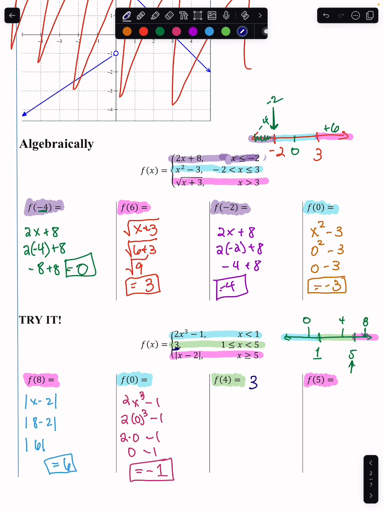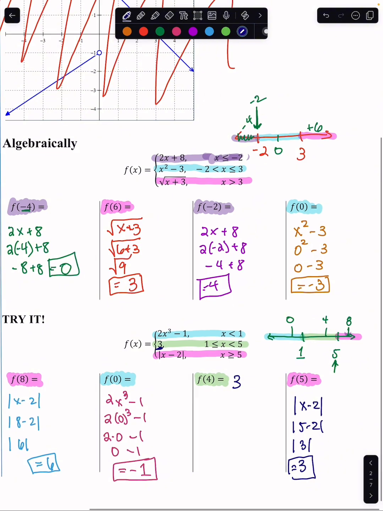Absolute value of x minus 2. So absolute value of 5 minus 2, which is the absolute value of 3, which is just still positive 3. Now, if it would end up being negative 3 on the inside, it still would come out positive. Okay? So that's how you plug those in. Hopefully there's no issues here. Okay, let's go to the next part.